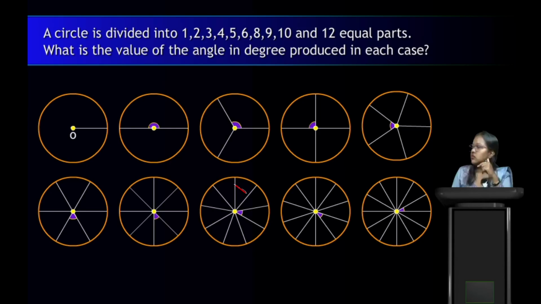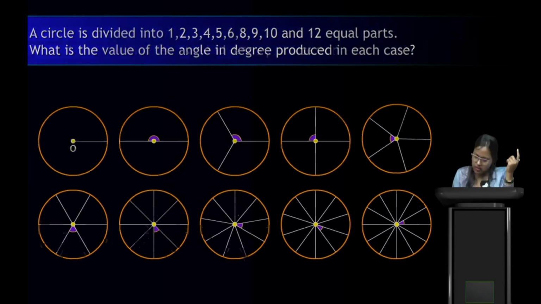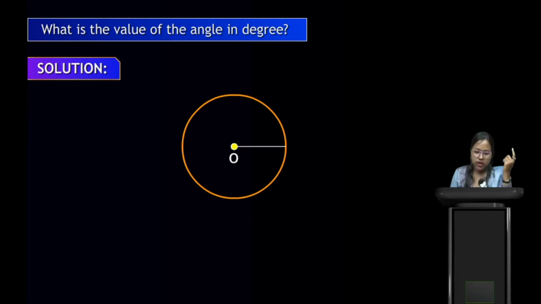A circle is divided into 1, 2, 3, 4, 5, 6, 7, 8, 9, 10 and 12 equal parts. What is the value of the angle in degree produced in each case? I hope all of you can answer this. All of you try at home. Now next question is, what is the value of the angle in degree? Can you tell what is the value of the angle in degree?